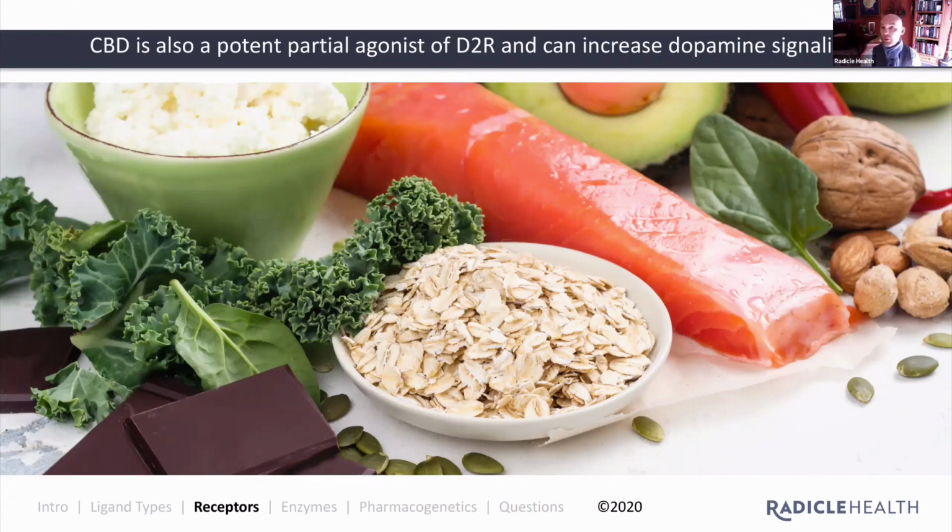CBD is also a potent partial agonist at D2R, and it might be one reason why CBD is helpful in these kinds of conditions. It's interesting that D2R agonists, though, do produce adverse effects. Those adverse effects include GI distress, like abdominal pain and diarrhea, dizziness, headache, and fatigue. We know that at high dosages, CBD can also produce some of these same effects, and this might be the mechanism through which those adverse effects are felt when you take high doses of CBD.